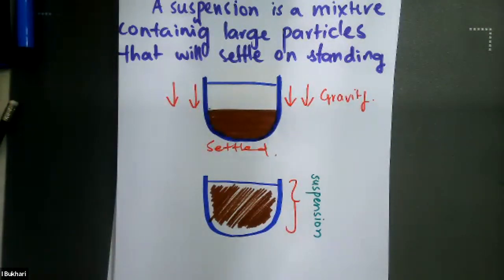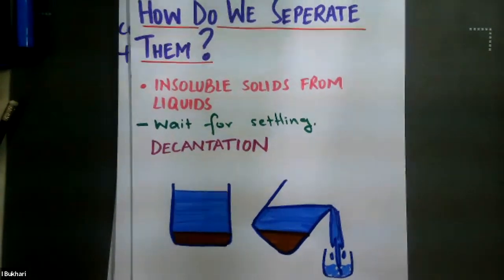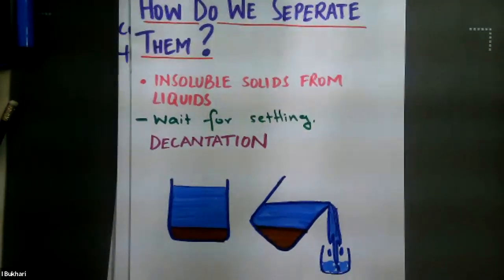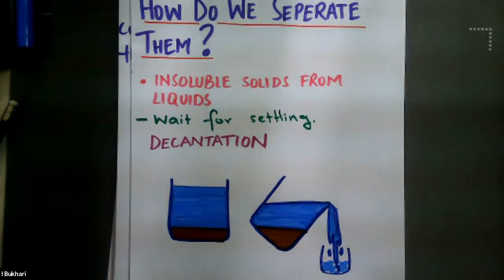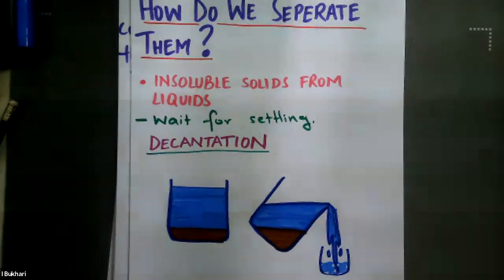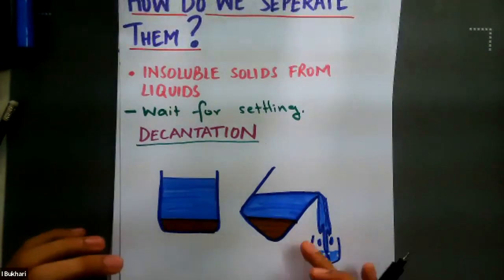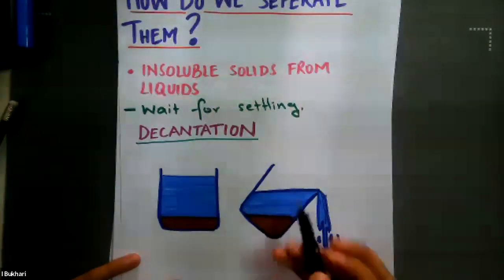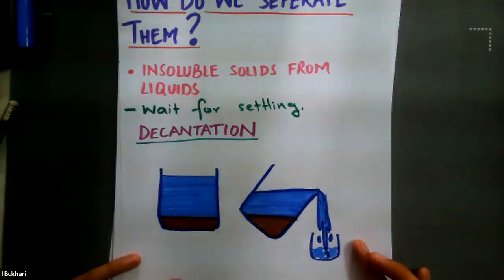Okay, move on. We can separate them in two different ways. The first way is separating an insoluble solid from a liquid. First of all, we're going to discuss how we can separate insoluble solids from liquids, using the same example, sand and water. First let me discuss decantation. For this, you have to wait for it to settle. When everything is settled, we can then tilt the beaker slowly. Because sand is denser than water, it will stay at the bottom of the beaker and the water will flow out, and we can just collect it in another beaker like this.